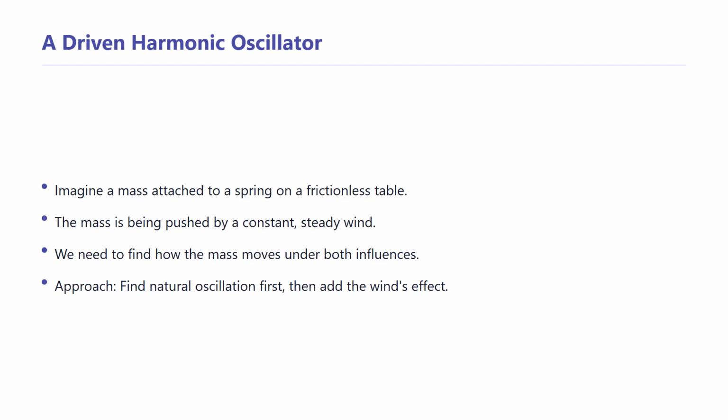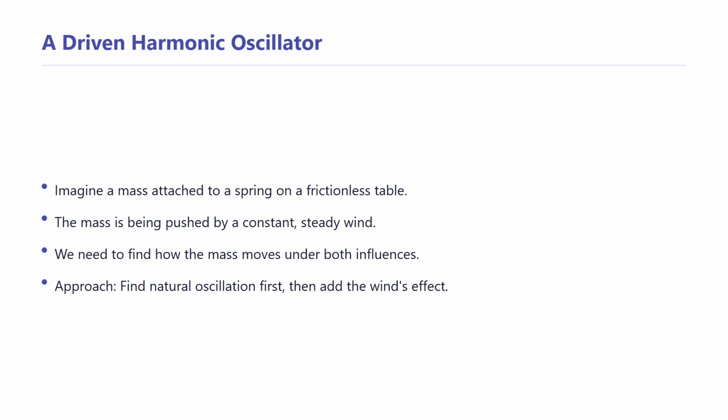Now that we have solved a purely mathematical example, let us apply this to a real physical scenario. Imagine a mass attached to a spring, resting on a frictionless table. This mass is being pushed by a constant, steady wind. We want to find the general solution to understand how the mass moves under the influence of both the spring and the wind. Our approach remains exactly the same.